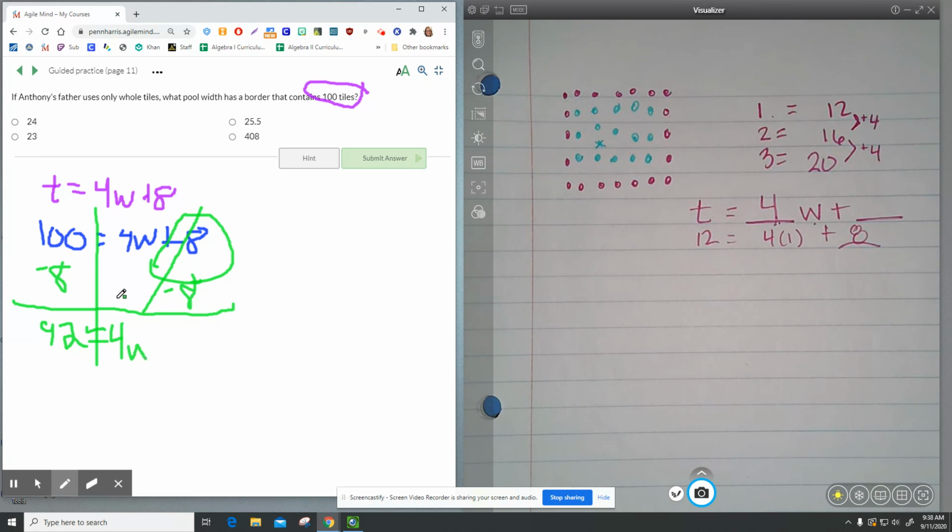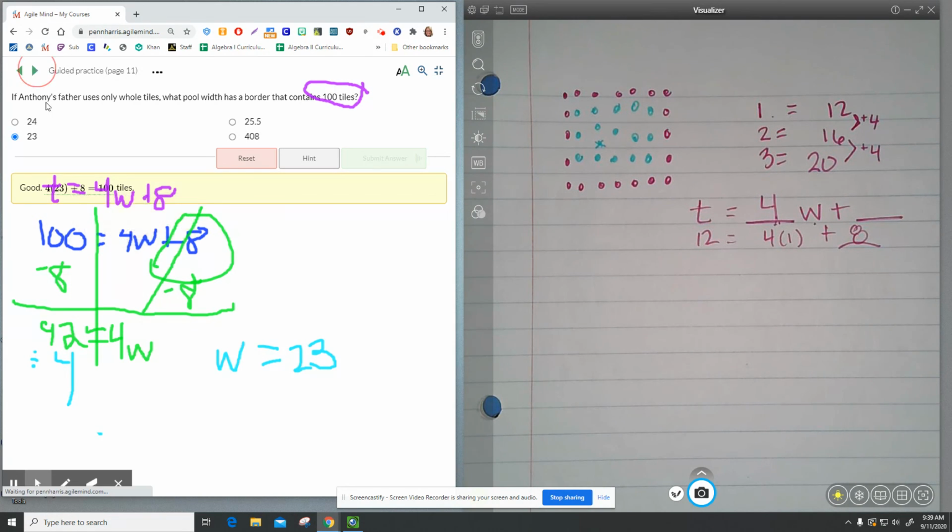There's a couple ways that we can think of this. Is what times 4 gives us 92, or we can work backwards and we can say 92 divided by 4. And with that, we get the answer that the width equals 23. My width equals 23.